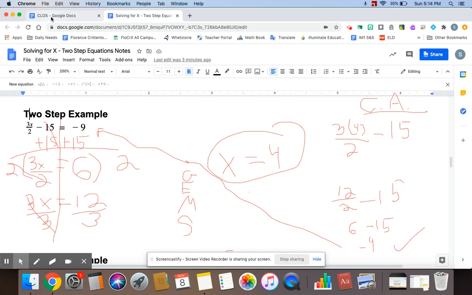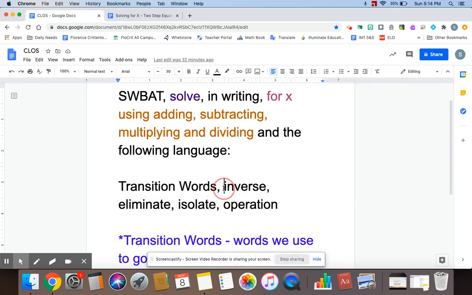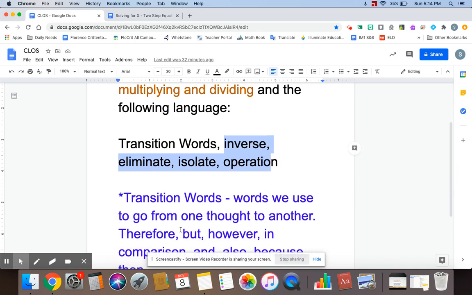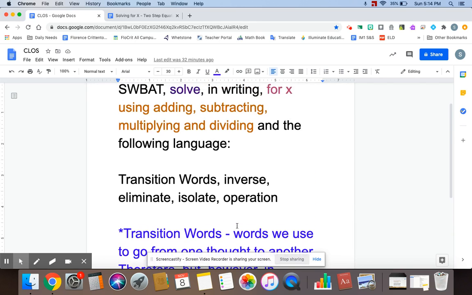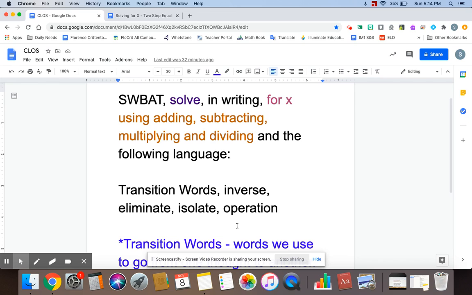So that's how you do it. So using the vocabulary words here, as well as transition words like but and however, also explain what you learned how to do in this lesson.